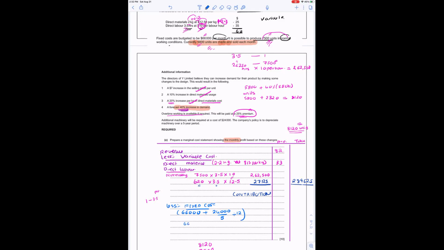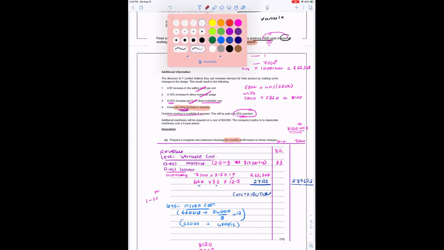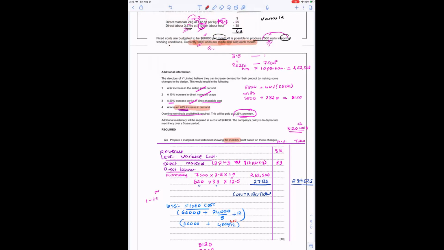So it will be 66,000 plus 24,000 divided by 5 is giving me 4,800. And this, if you divide by 12, you will get the monthly fixed cost. 4,800 divided by 12, you get a monthly fixed cost of 400. So 66,400 would be your fixed costs. This, if you subtract from contribution, you will get your profit or loss.